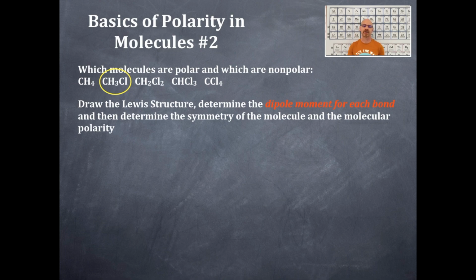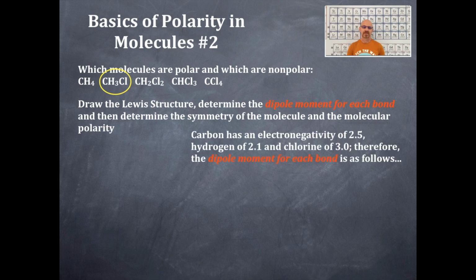Today we're going to be talking about CH3Cl, okay, chloromethane. All right, so carbon has an electronegativity of 2.5. That might be on your periodic table, or you might have to use a reference table. Hydrogen has a value of 2.1 and chlorine has a value of 3.0. Okay, so we're going to draw the dipole moment for each of these bonds.